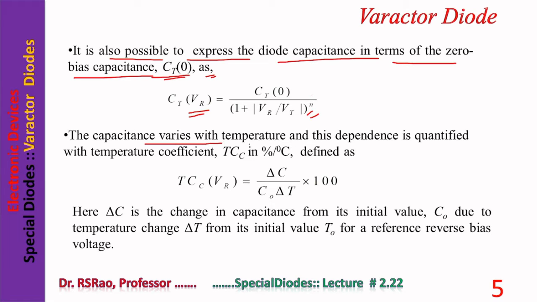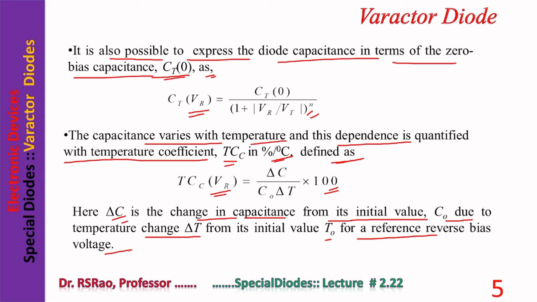The capacitance varies with the temperature, and this dependence is quantified with the temperature quotient TCC in percentage per degree centigrade. These units are defined as TC of VR equal to delta C by C naught delta T into 100. Here, delta C is the change in capacitance from its initial value C naught due to temperature change delta T with its initial value T naught for a reference reverse bias voltage.